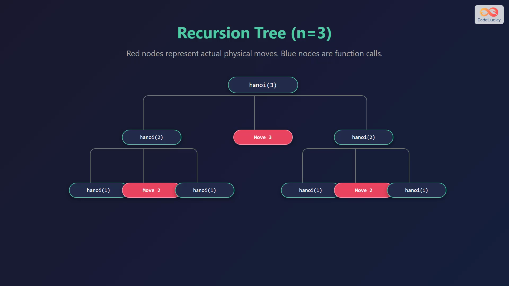To visualize the execution, we can look at a recursion tree for 3 disks. The initial call branches out into 2 recursive calls for 2 disks, with a physical move in between. Each of those calls branches further until we hit the base case of 1 disk. The red nodes represent the actual physical moves we make.